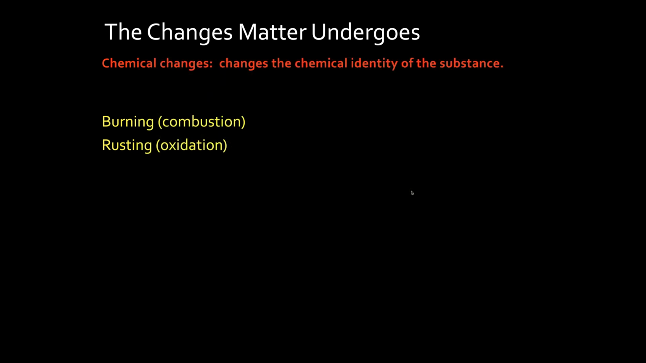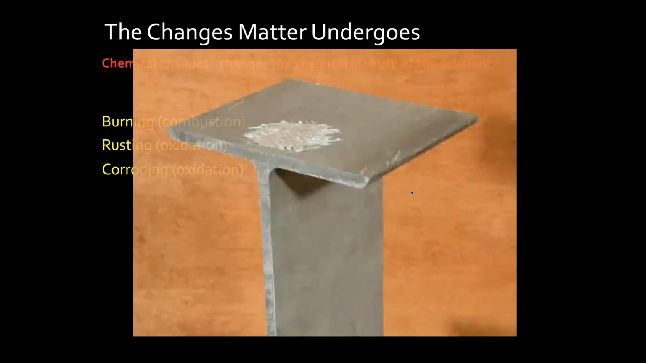So if that car undergoes a process of rusting, that would be a chemical change. Corroding. Corroding is another word for rusting. So different metals corrode or tarnish or rust. They're all words for reacting with oxygen.